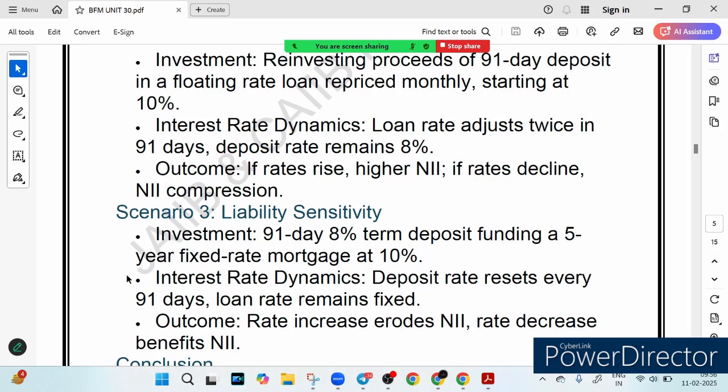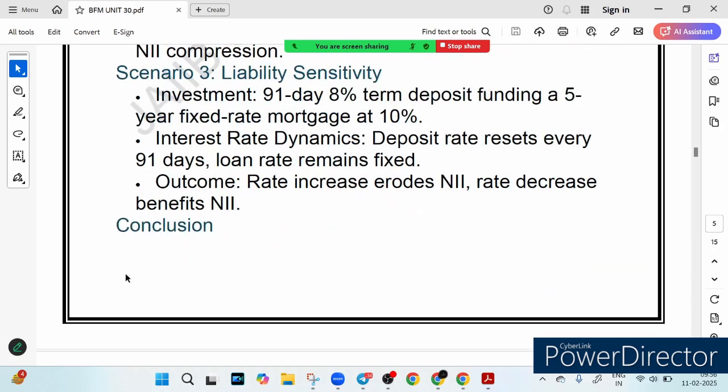That is why it is called asset sensitivity. Now the third scenario we have is the liability sensitivity. This is the risky bit. Now this is where things get tricky.